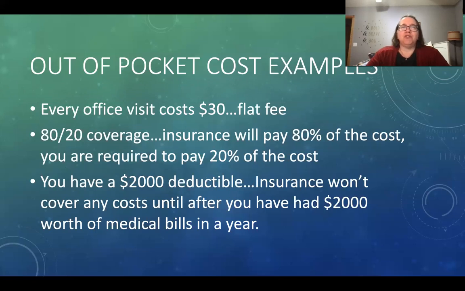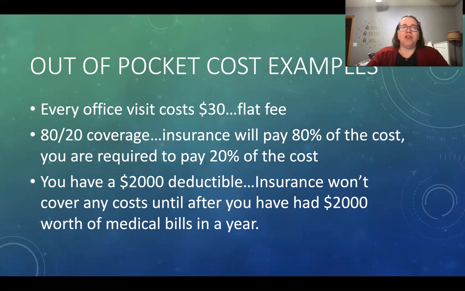You might have insurance that says every time you go for an office visit, it costs $30, just a flat fee. Okay, you might have something that's called 80-20 coverage, or it could be 90-10 or something like that. This is a type of co-insurance where it says the insurance is going to pay 80% of everything, and then you're going to pay 20% of everything.